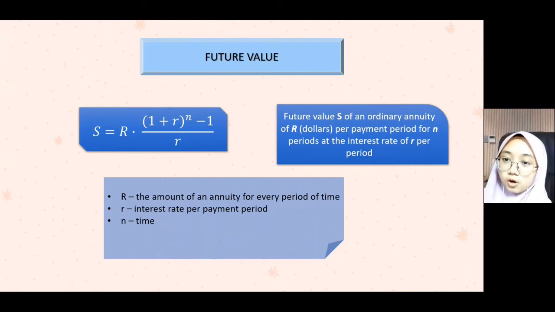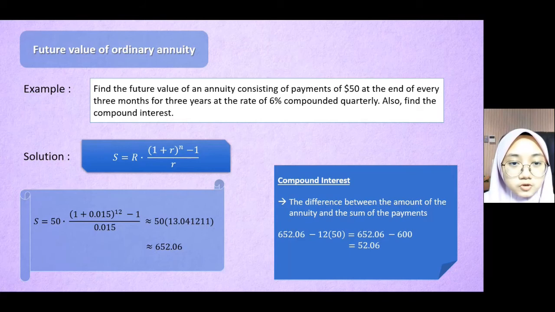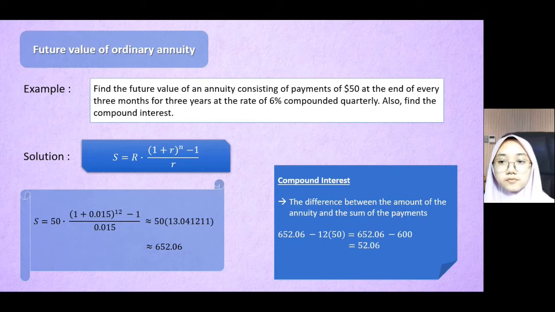Future value S of an ordinary annuity of R dollars per payment period for n periods at the interest rate of r per period. Let's take a look at the future value of an ordinary annuity. Find the future value of an annuity consisting of payments of $50 at the end of every 3 months for 3 years at the rate of 6% compounded quarterly. Also find the compound interest.